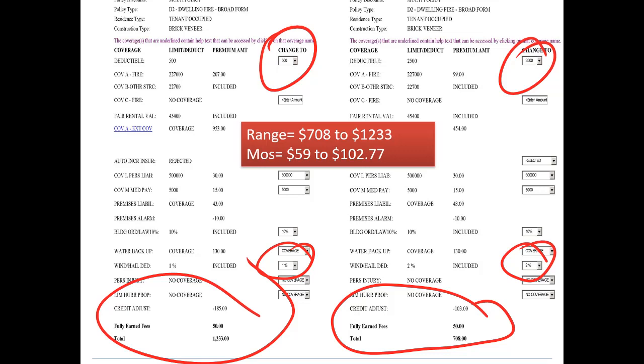Here's some examples of that. So if you look at the one on the left, this is a $500 deductible. Cost is $1,233 a year. This is a $2,500 deductible. Cost is $708 a year. And then these are just a bunch of different insurance coverages.